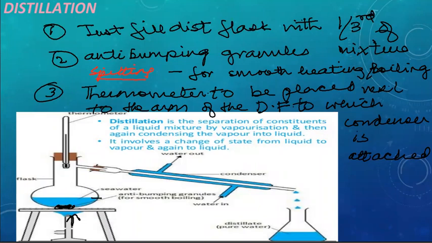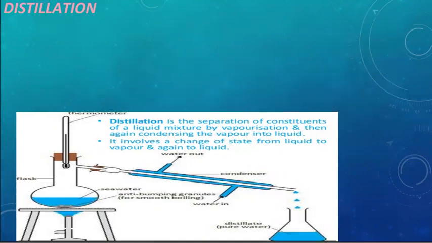So these are the three precautions which are very important. Coming to the fourth precaution, the setup should be corked. We need to have a rubber bung here, so that we ensure the vapors do not escape out of the setup. Instead, they are forced to enter the condenser.